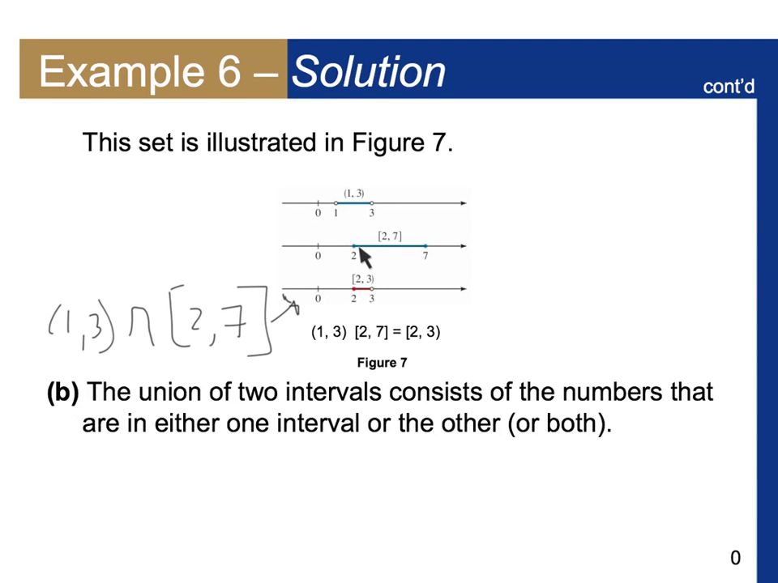So when we're taking the intersection, we look at the overlap. That would be an intersection. If we're talking about the union, we would go from 1 to 7 because we'd throw these together, and we wouldn't have a gap in between because it can be in either set, for union. So the union would be from 1 to 7, 1 open, 7 closed.